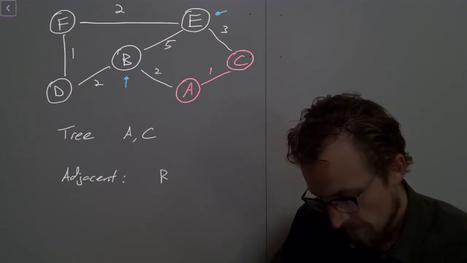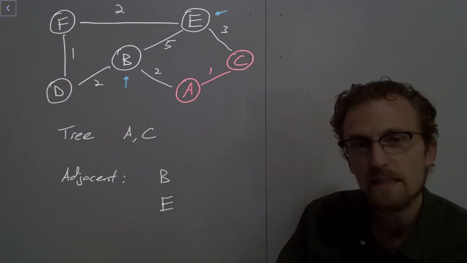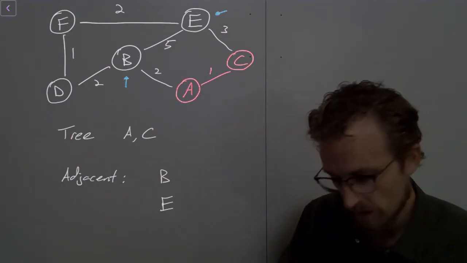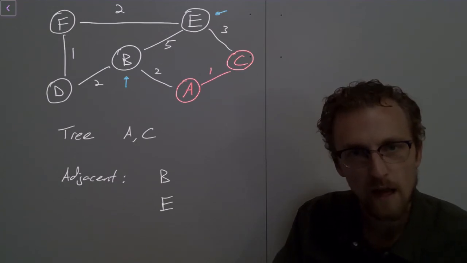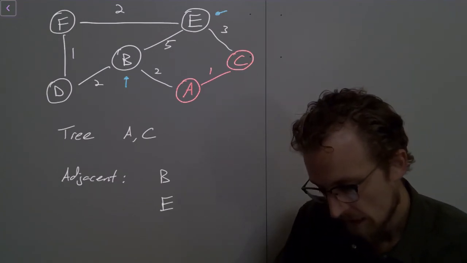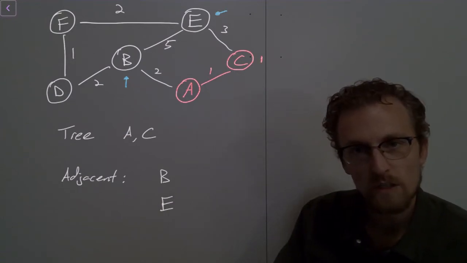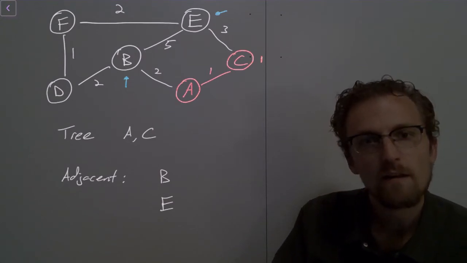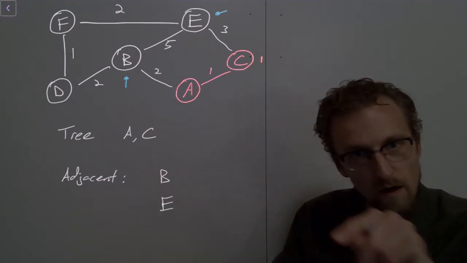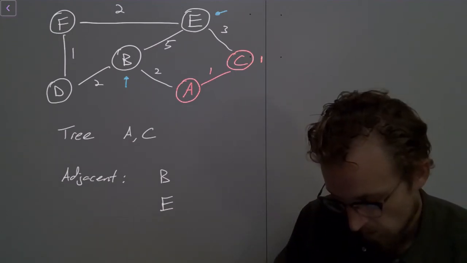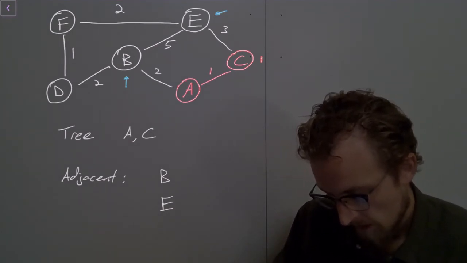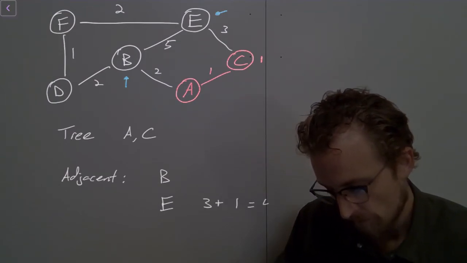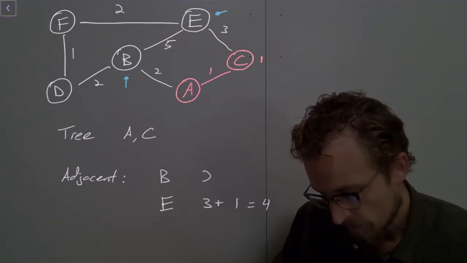Well, B and E. And then we can ask, what is the distance from those nodes to A? Well, to do this, we have to record the distance from every node in the tree to A. Okay, so what's the distance from C to A? Well, it's 1. So then what's the distance from E to A? Well, it's the distance from E to the tree plus the distance from wherever E connects to the tree to A. Okay, so the distance from E to A is 3 plus 1, which is 4, and the distance from B to A is 2.